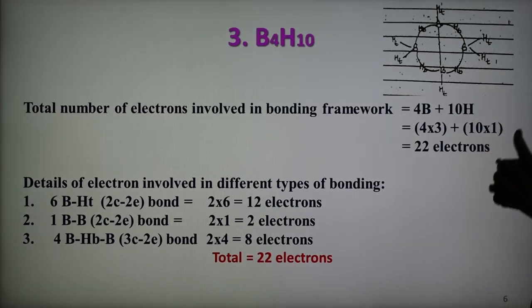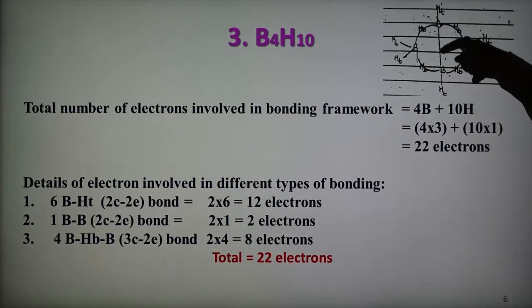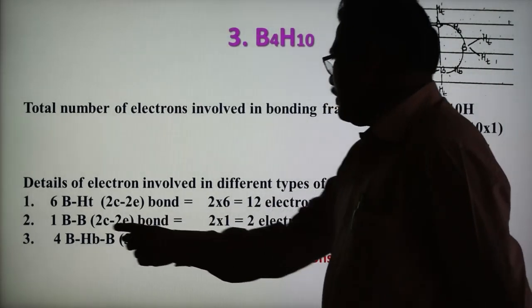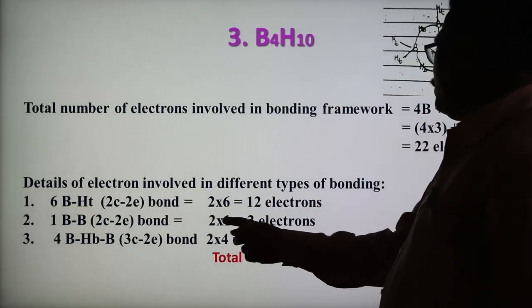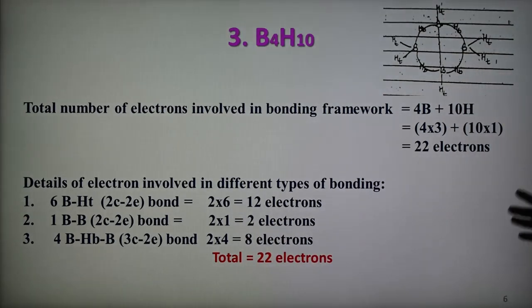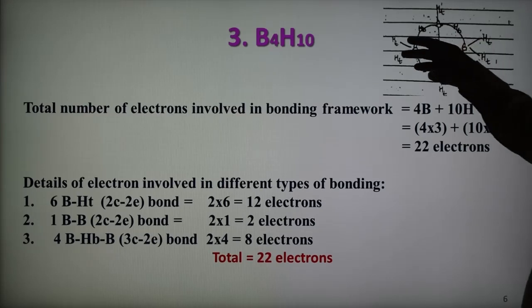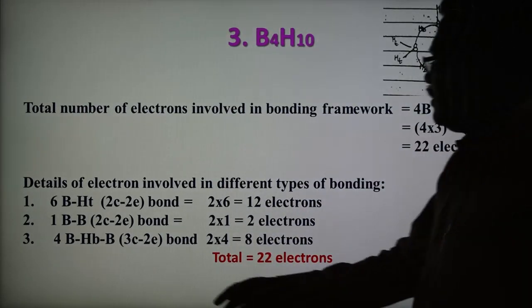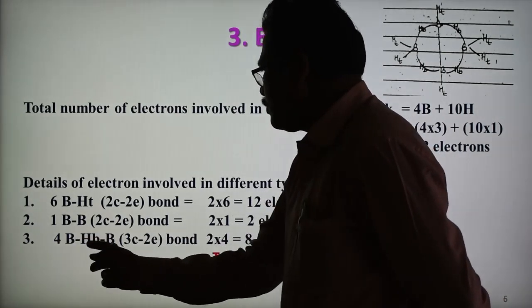There is one BB bond. See here, this is boron and this boron, having this BB bond. So there is one BB bond, a 2 center 2 electron bond, 2 into 1, 2 electrons. And then there are boron, hydrogen bridge, boron bonds. The third type is 4 boron, hydrogen bridge, boron.